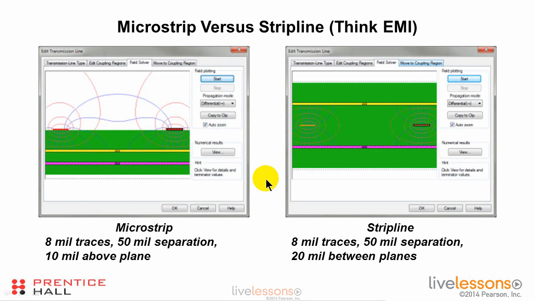Again, think EMI. Now, I want to make the point here that this does not prove that you can't get good EMI performance from microstrip. You certainly can, and we do it all the time. Nevertheless, the fields are even more tightly contained in a strip line environment. And so the strip line environment can be beneficial from an EMI standpoint.